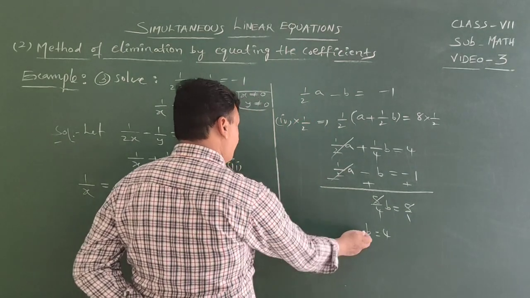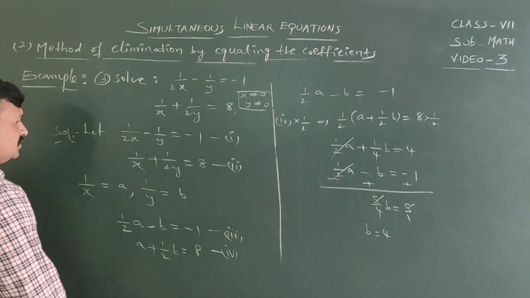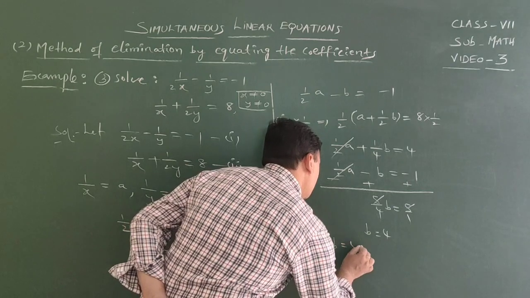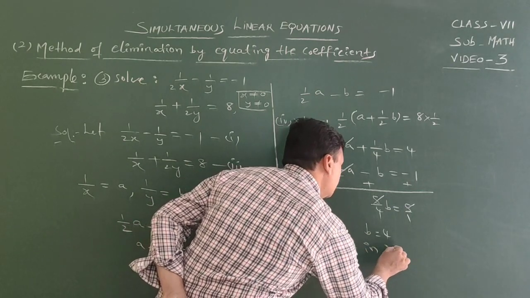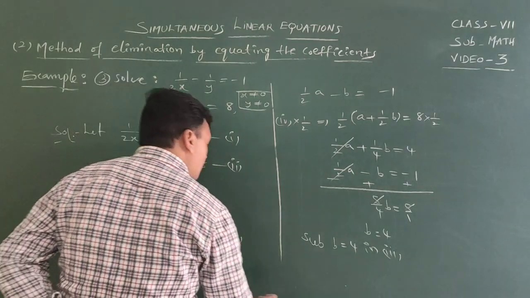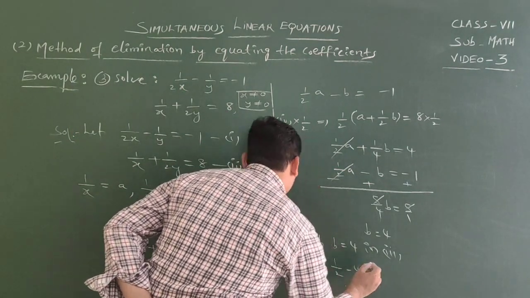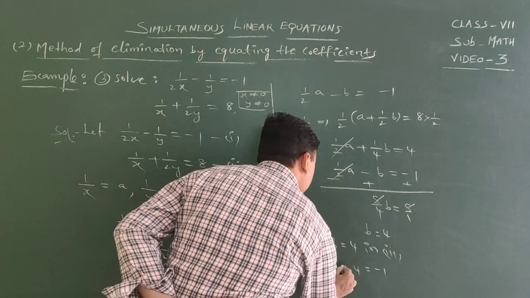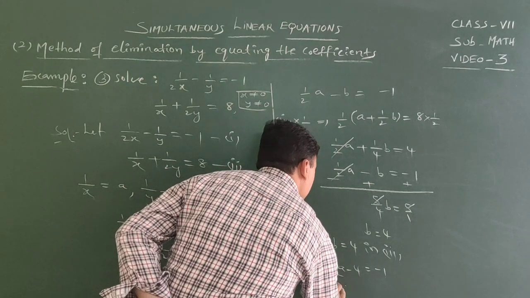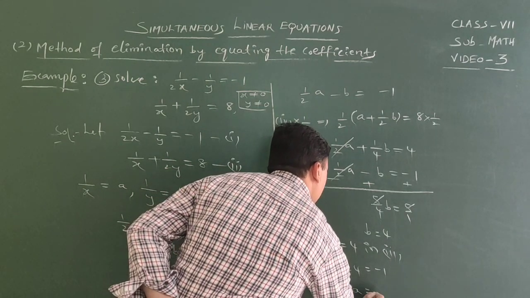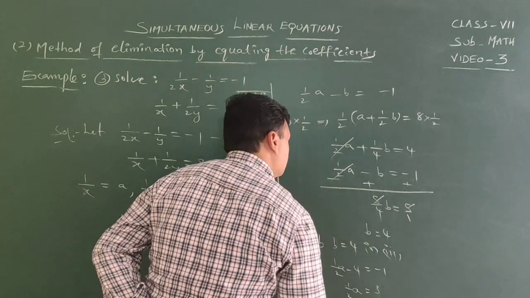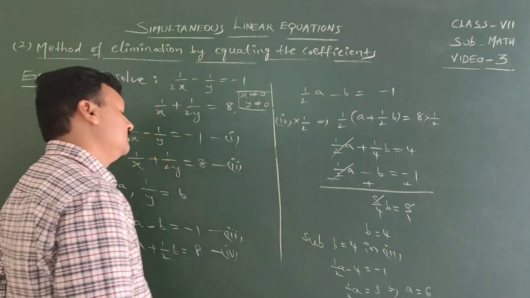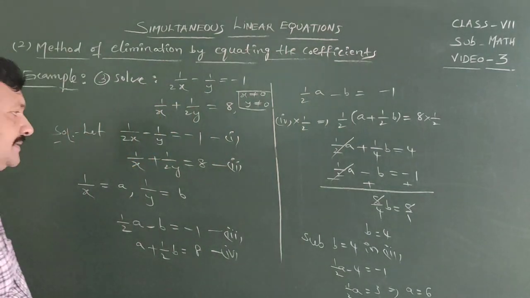Now substitute b equal to 4 in equation 3. Here half a minus 4 equal to minus 1. Half a equal to 3. Okay, a equal to 6, 2 into 3 equal to 6.